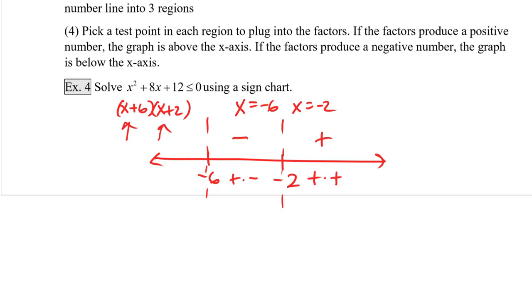And how about we try plugging in negative 10? That's a number that's less than negative 6. Negative 10 plus 6 is a negative. Negative 10 plus 2 is a negative. Two negatives multiplied together gives you a positive. So now, if we want to know when is the parabola less than or equal to 0, that's going to be the region on the number line that gave us negative values. So that means that our answer has to be between negative 6 and negative 2.